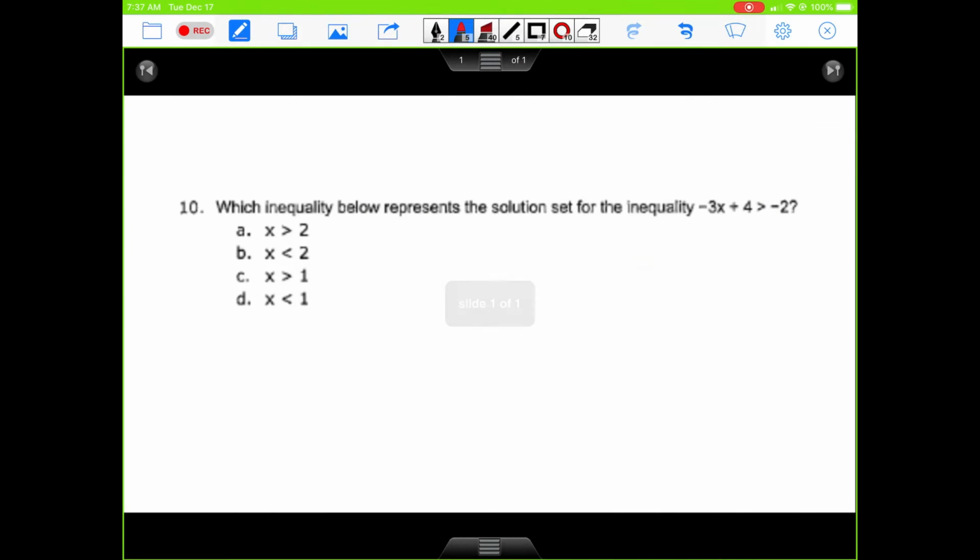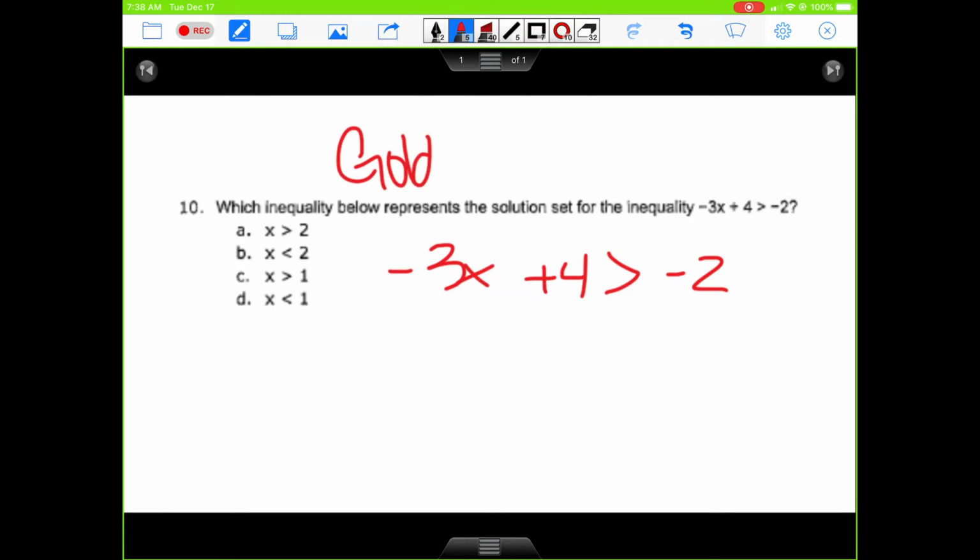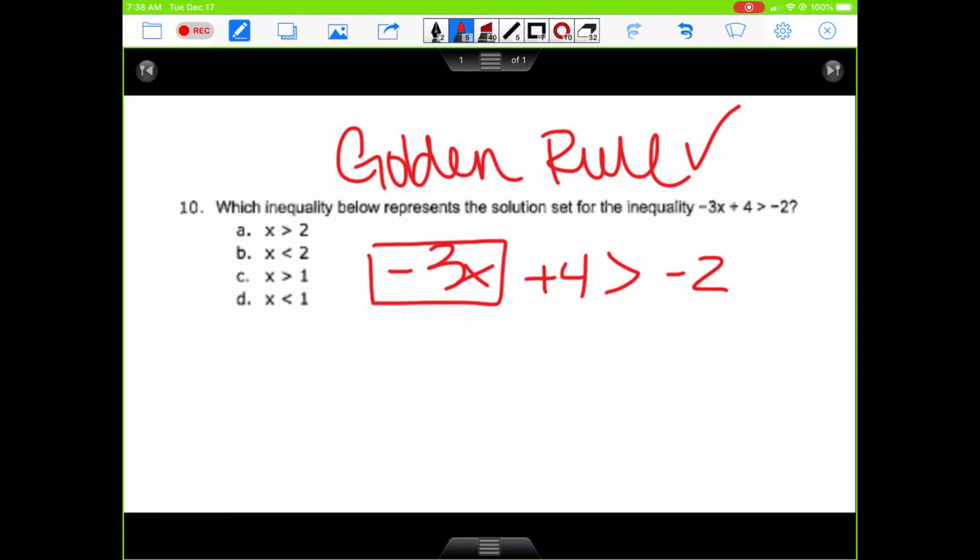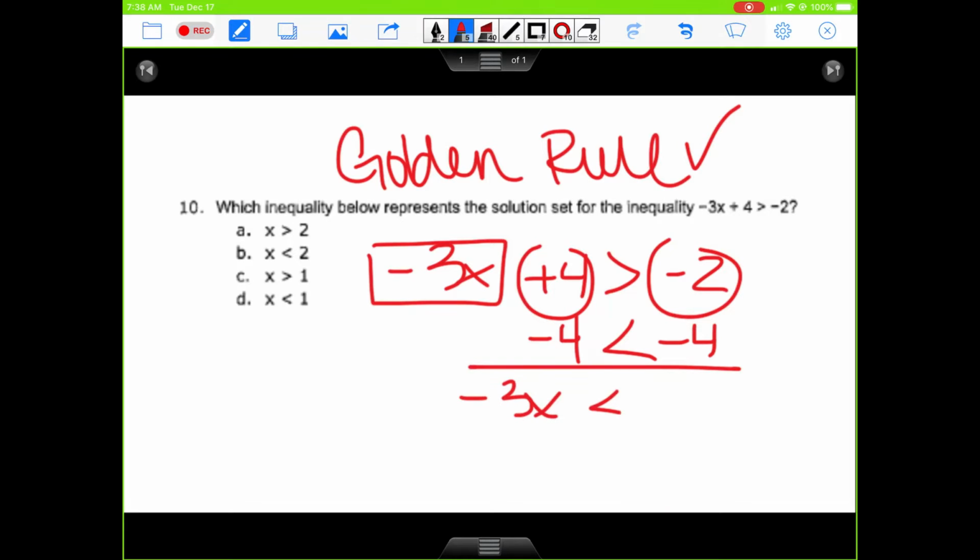Number 10. Which inequality below represents the solution set for the inequality negative 3x plus 4 is greater than negative 2? Remember, anytime you have an inequality, your first step is to look for the golden rule. Does my golden rule apply here? Yes, it does. My coefficient is negative, so I need to go ahead and flip my inequality sign. So instead of greater than, I'm going to have less than. I'm going to subtract 4 from both sides. So negative 3x is less than negative 2 minus 4.